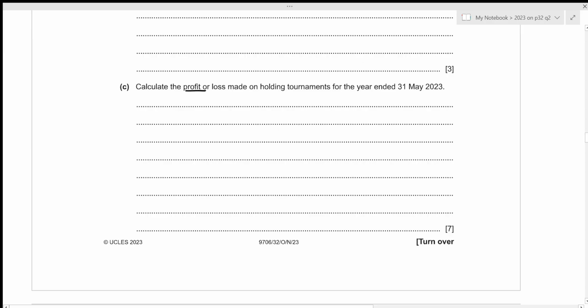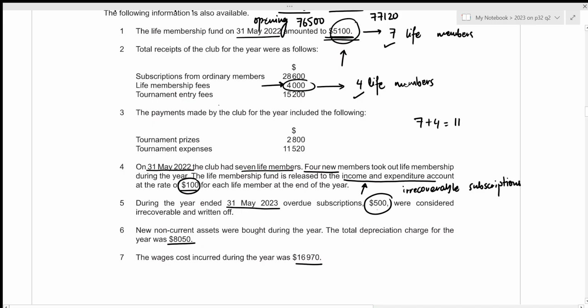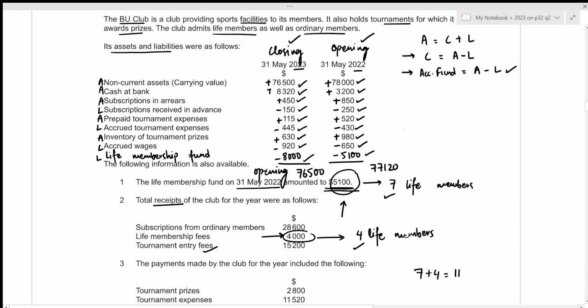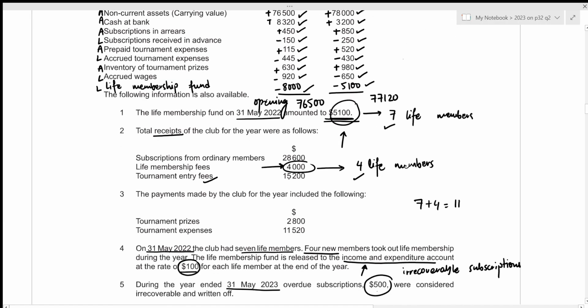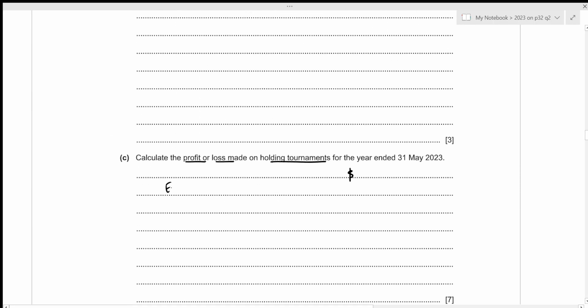We now need to calculate the profit or loss made on holding tournaments for the year ended 31st May 2023. So we can just create a statement where we add all of the incomes from the tournament and subtract all of the payments regarding the tournaments. Okay, we can start with the tournament entry fees. These will be the incomes because these are the receipts for the club. Let's see if we need to make any adjustment for tournament entry fees. Okay, we're not given anything for our assets and liabilities section regarding tournament entry fees, which means that the total income is just going to be 15,200. So these are the entry fees, which are our income. We need to add it.